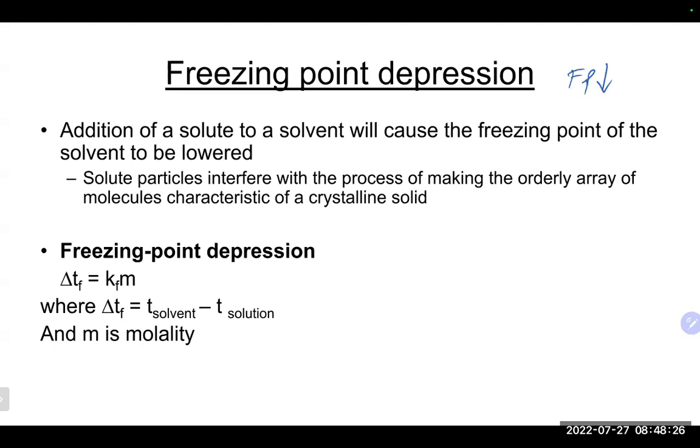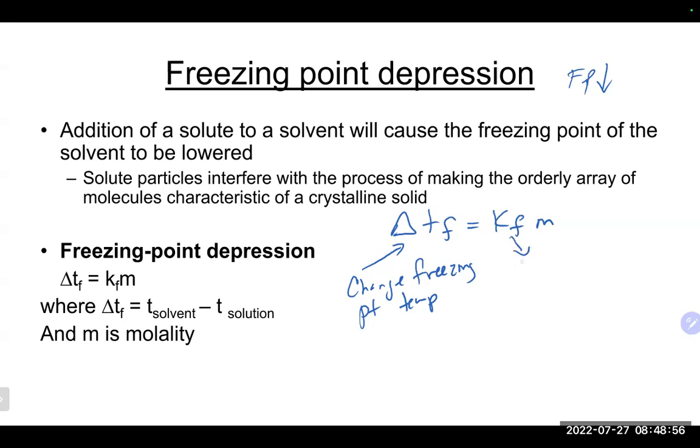And there is a formula here, which is the change in freezing point temperature is equal to Kf times m. So this is the change in the freezing point temperature. It is not the temperature of where it actually is freezing. It's actually the change from the normal solvent to the temperature where the solution freezes. This is Kf, the freezing point constant.